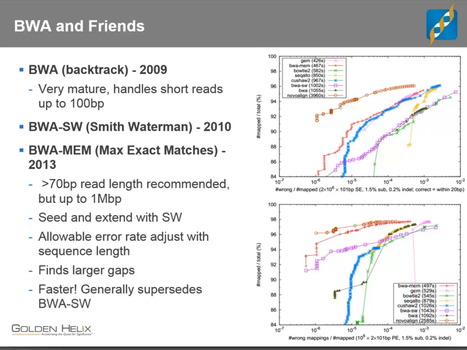So BWA Backtrack, invented in 2009, right on the heels of Bowtie, was using that FM index with the backtracking approach, accounting for mismatches as well as gaps, insertions, and deletions. It was really intended, though, for a certain length of read, and so after a certain number of differences between your read and the reference, it's going to really give up, right? It also has gone through a lot of iterations since 2009. So don't think you're using a 4-year-old algorithm if you're not.